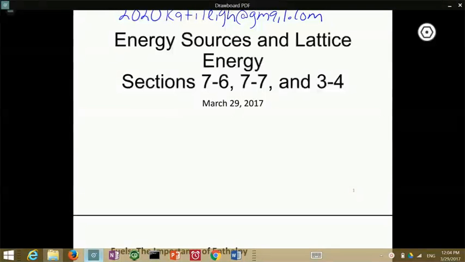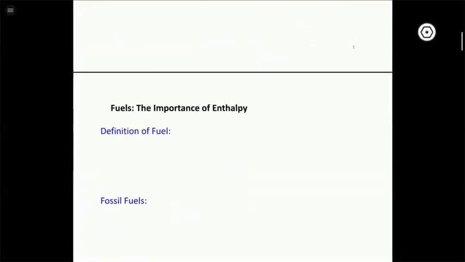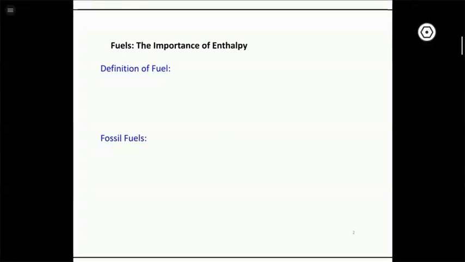Okay, so to wrap up the things that are covered in Chapter 7, one thing that we want to understand is what a fuel is. So we've been talking a lot about enthalpy changes for chemical reactions, and a very practical importance of that is when we use fuels, which are things that we obviously use in our everyday life. So the formal definition of a fuel is just a substance that has a lot of stored energy. So the more energy that's stored, the better the fuel that it potentially could be.